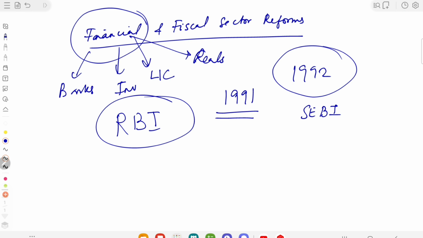Okay. Then what is fiscal sector reform? Financial was dealing with all the money, banks and things. Now what is fiscal? Fiscal deals with taxation and things like that. So the changes to the levels of taxation and government spending is what comes under fiscal sector reform. So when you think of fiscal, think tax, government spending. When you read the word financial, think banks.